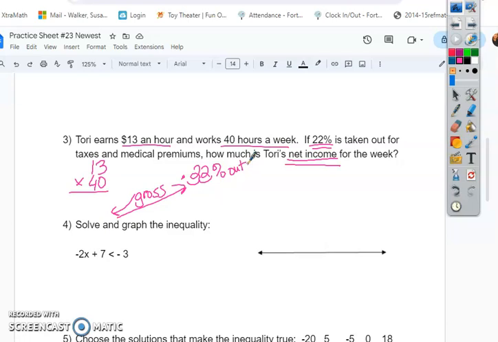Okay, so my last step is to subtract. I have to subtract to figure out how much is left for Tori. So we don't want to get lost in this. Figure out how much Tori would make. She doesn't get to keep it all. She has to give up 22% of that for various reasons. We have to figure out what's left. So this is 3 steps to solve this.